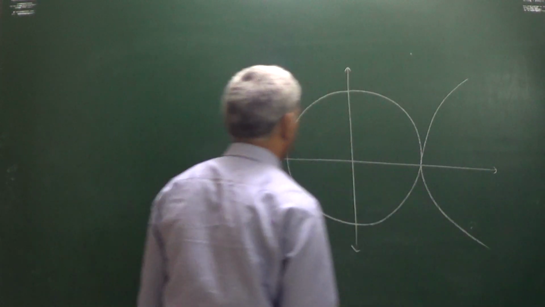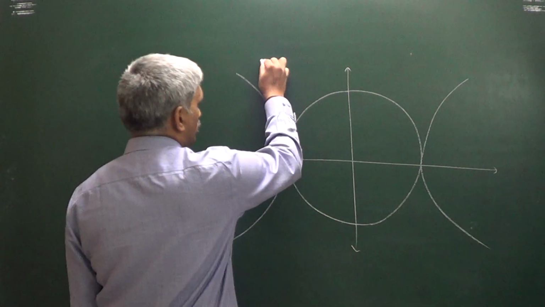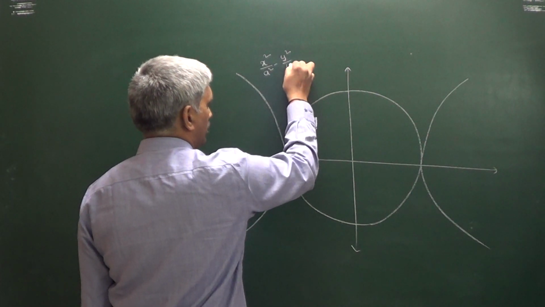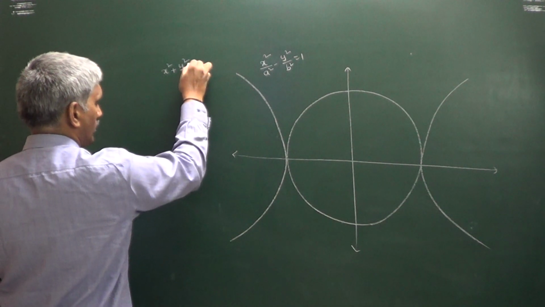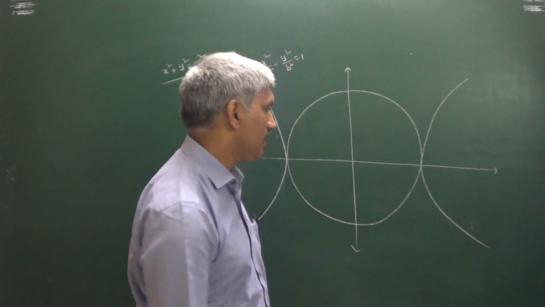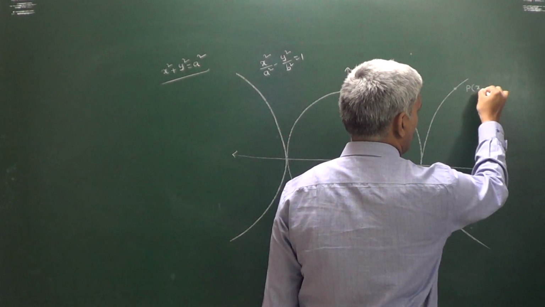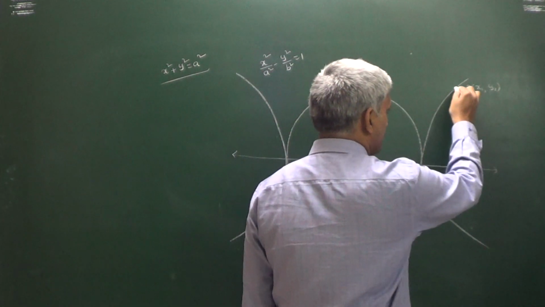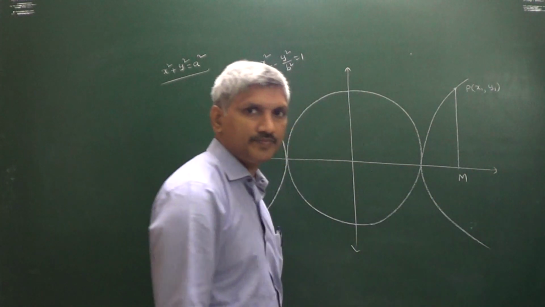For the hyperbola x square by a square minus y square by b square is equal to 1, the equation of the auxiliary circle is x square plus y square is equal to a square. Now the center is the same as the center of the hyperbola. Here I am taking a point P, x1 comma y1, on the hyperbola. From that point P, a line is drawn perpendicularly onto the x-axis. Let us say that is M.